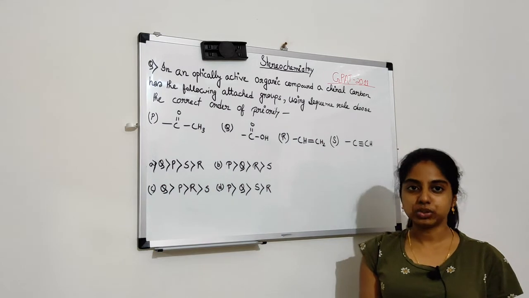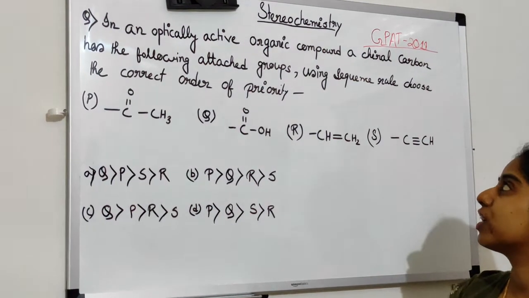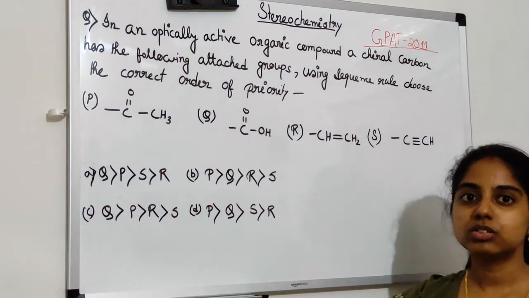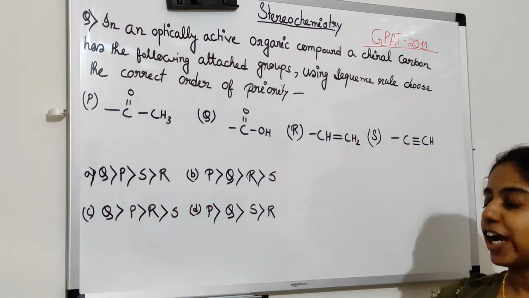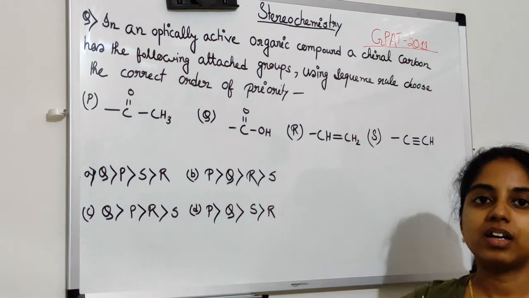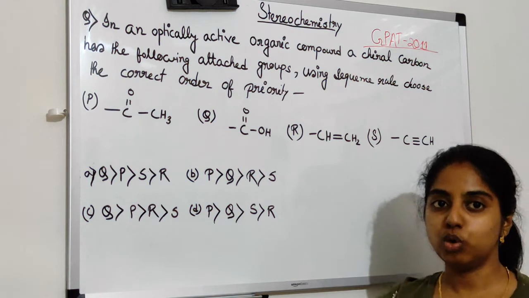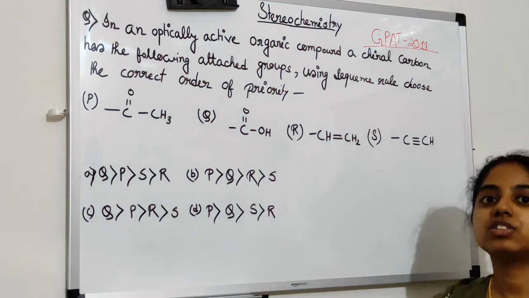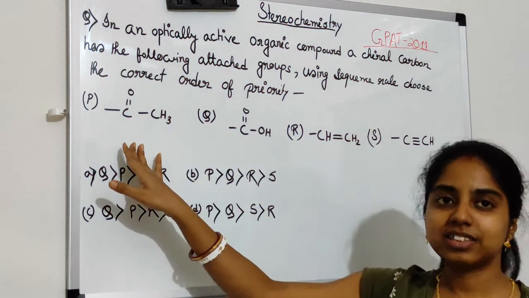Now coming to the second question which came in GPAT 2011. In an optically active organic compound, a chiral carbon has the following attached groups. Using the sequence rule, choose the correct order of priority. So we have to select the order of priority among these four groups. According to the sequence rule, the highest priority group is the one which contains the higher atomic number. Here all four atoms directly attached to the chiral carbon are carbon, right? So we have to consider the next atom.